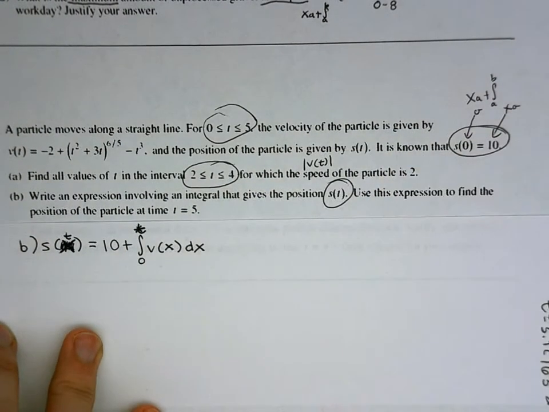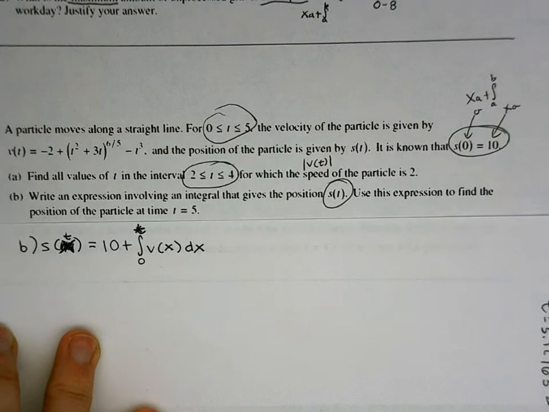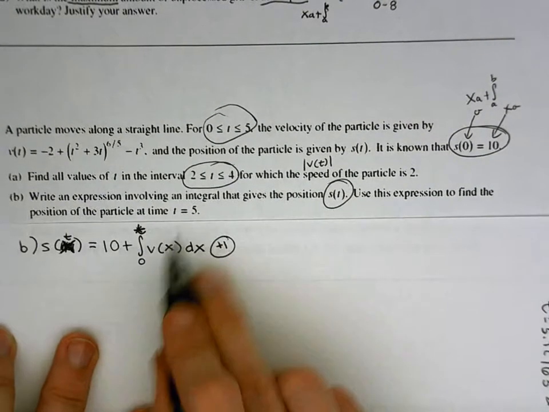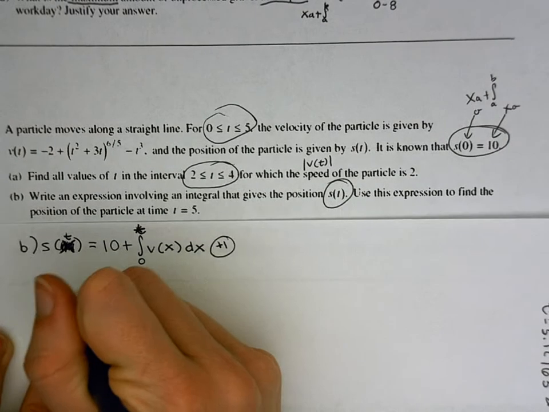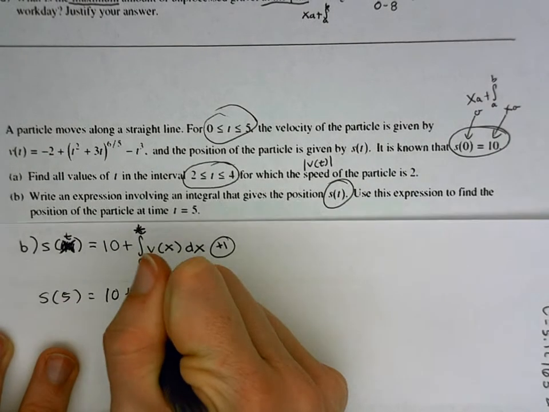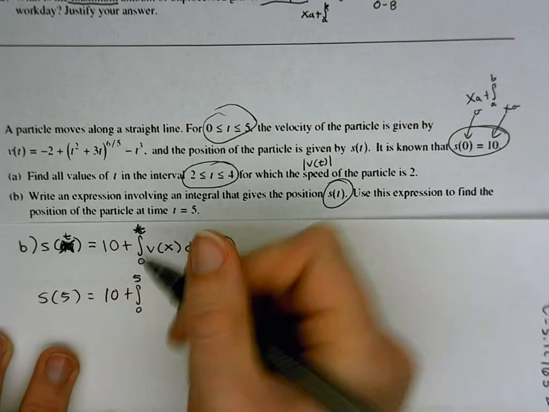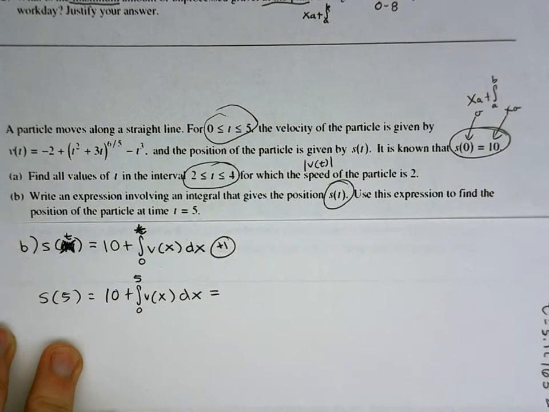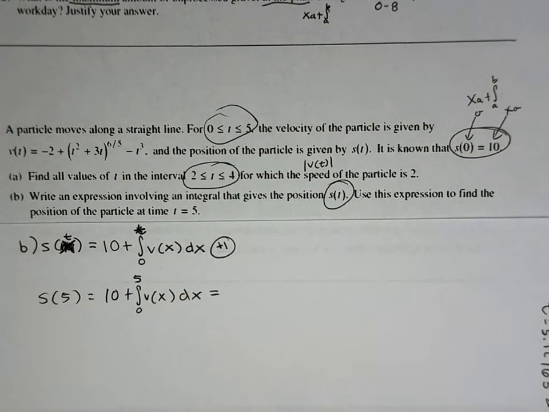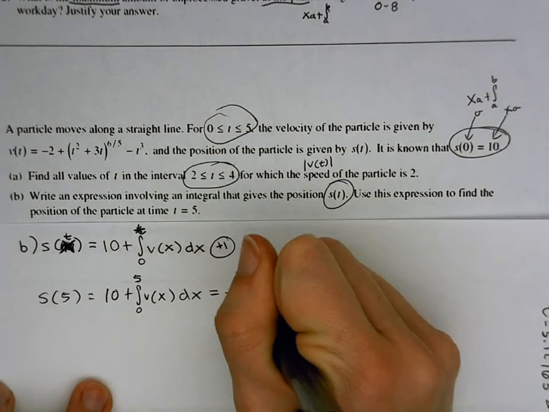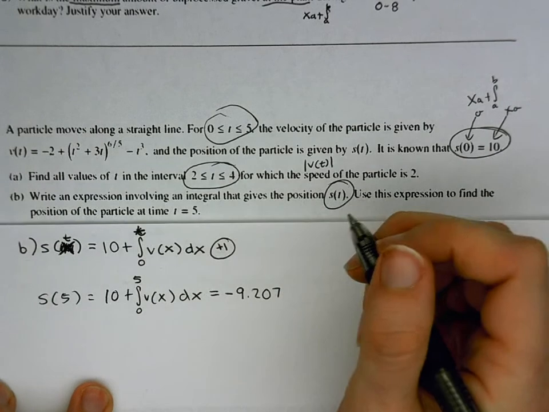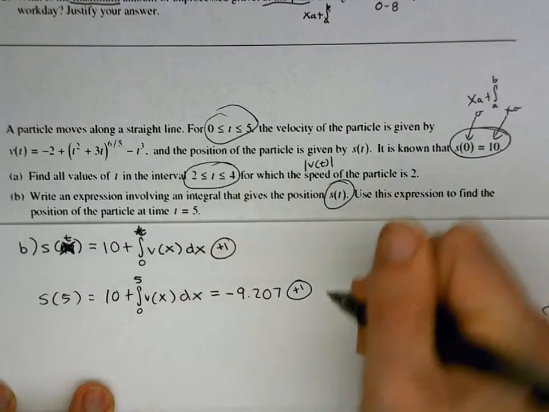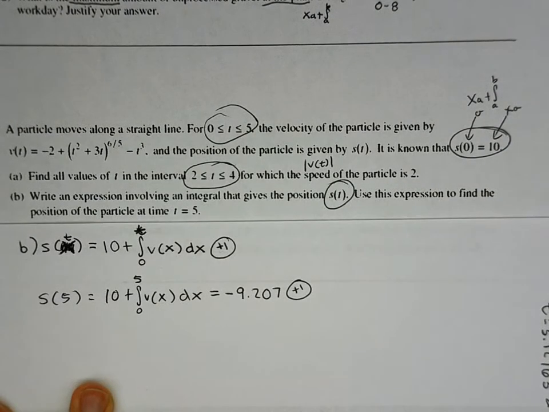they said write an expression that gives s of t. Okay? And so this one would be a point here. And then your second point would come from using that to actually find 5. So you're going to go from 0 to 5 of your velocity. And then again, it's a calculator problem, so you'd use your calculator, you'd let your calculator do the work for you, and you'd get negative 9.207, right? And so this would be a point for that answer. Right, pretty much direct from Unit 7.